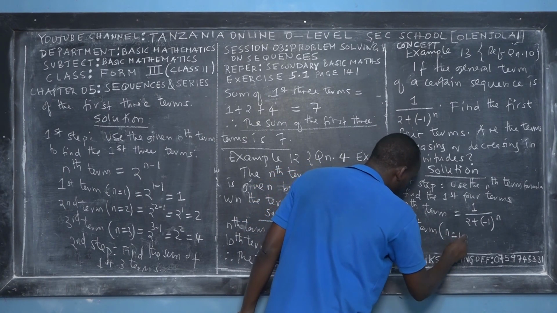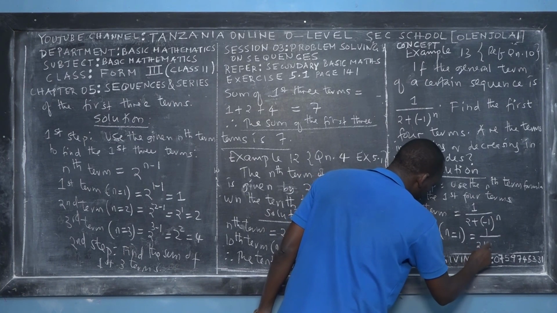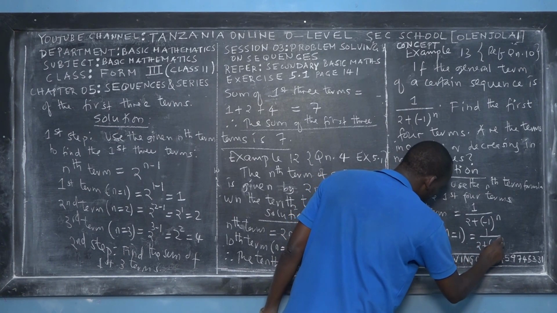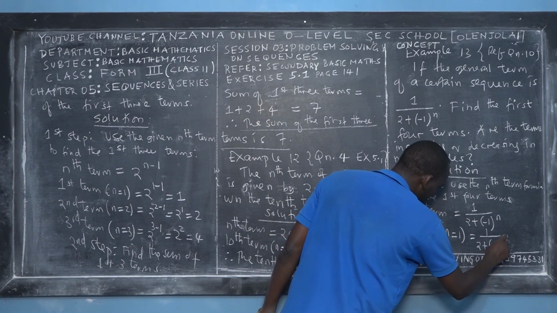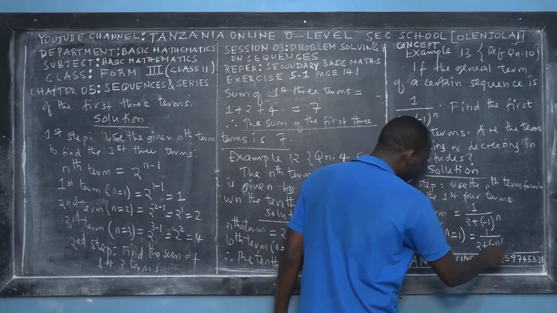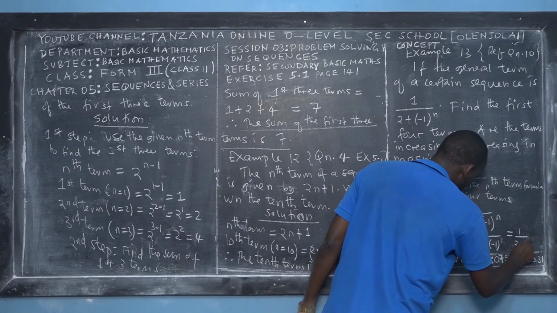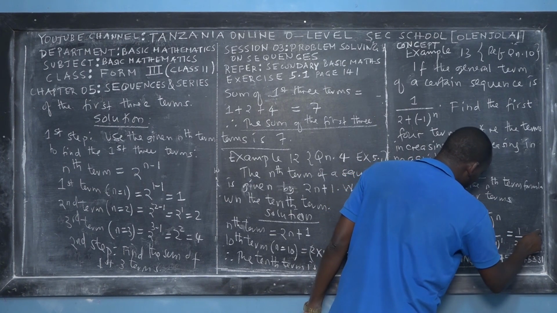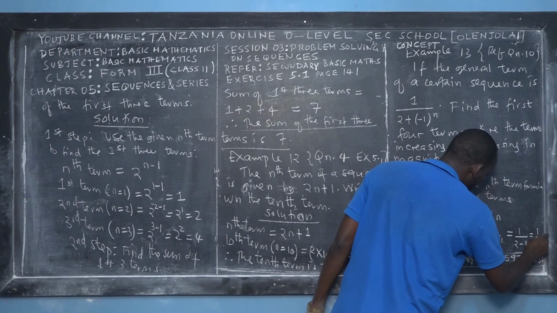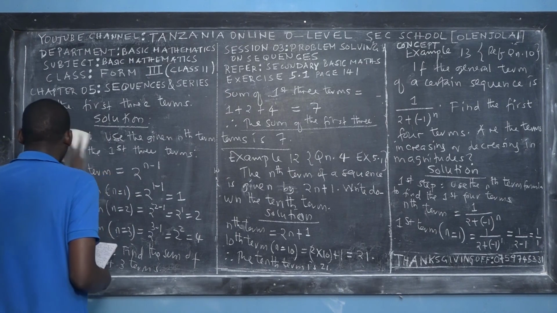So n is equal to 1. So we have 1 over what? 2 plus -1 power 1. So -1 power 1 is -1. So the response here will be 1 over 2 minus 1, right? So 2 minus 1 is 1, so 1 over 1. So the answer is 1. So the first term is 1.